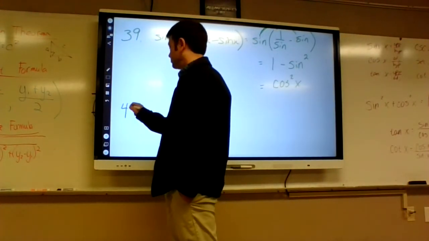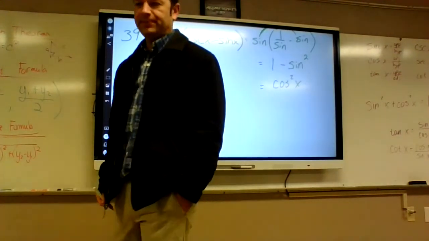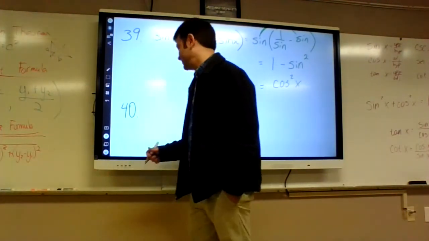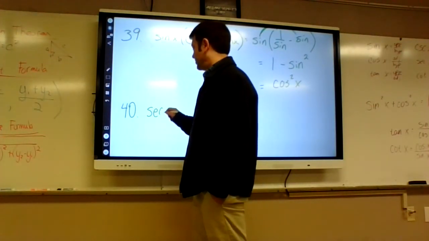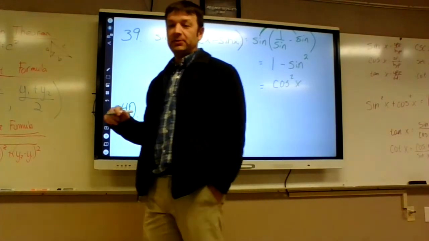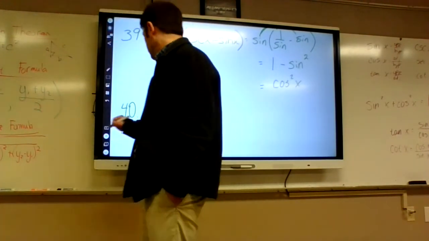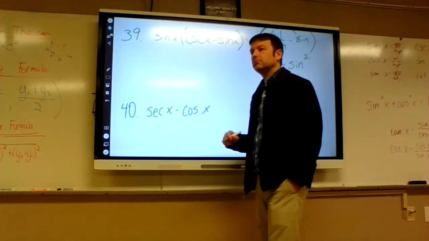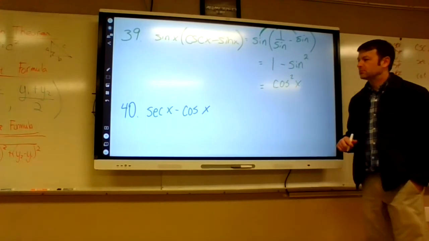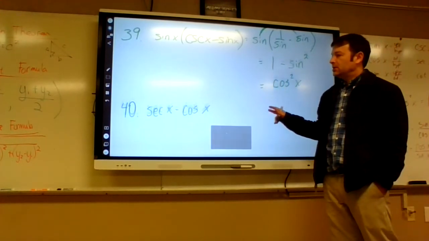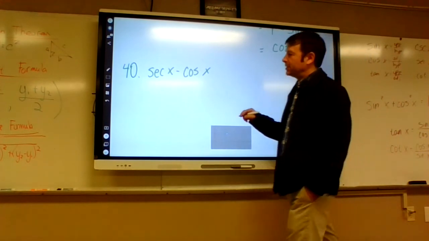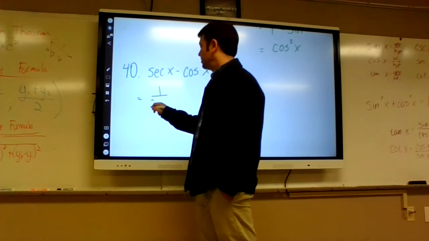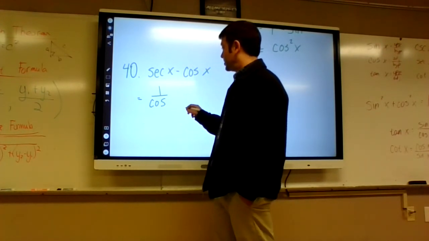Secant minus... Thursday I'll make up a problem that's really close to the one on the test. On 40, would you turn the second into 1 over cosine? Secant is 1 over cosine, yes. This one's probably the trickiest, of course they saved it for last.